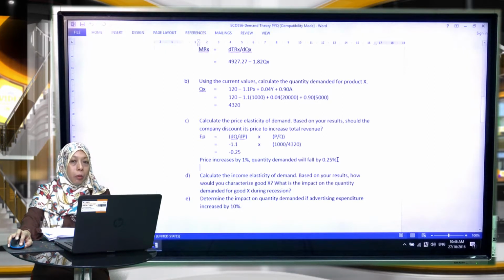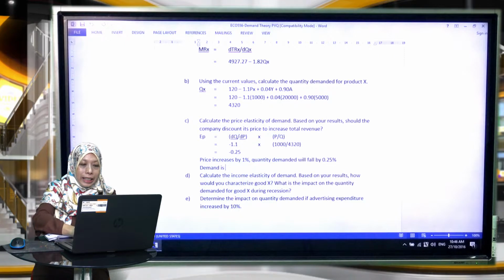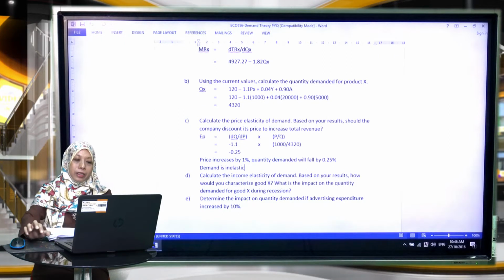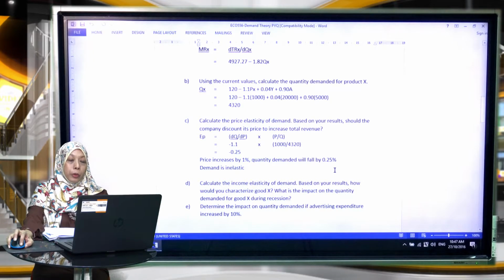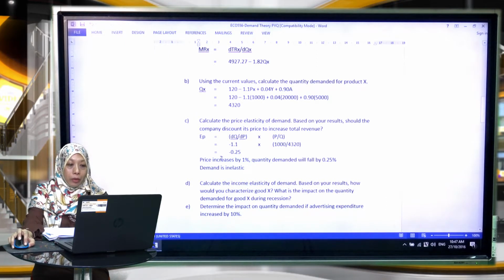So you can see that if you increase price by 1%, quantity demanded will fall by 0.25%. So can you guess what is the degree of elasticity? It's going to be inelastic. So demand is inelastic. If you refer back to your PowerPoint slide just now, you can see that when the absolute value of your coefficient for price elasticity of demand is less than 1, then demand is said to be inelastic. And this is also proven when we interpret the coefficient.